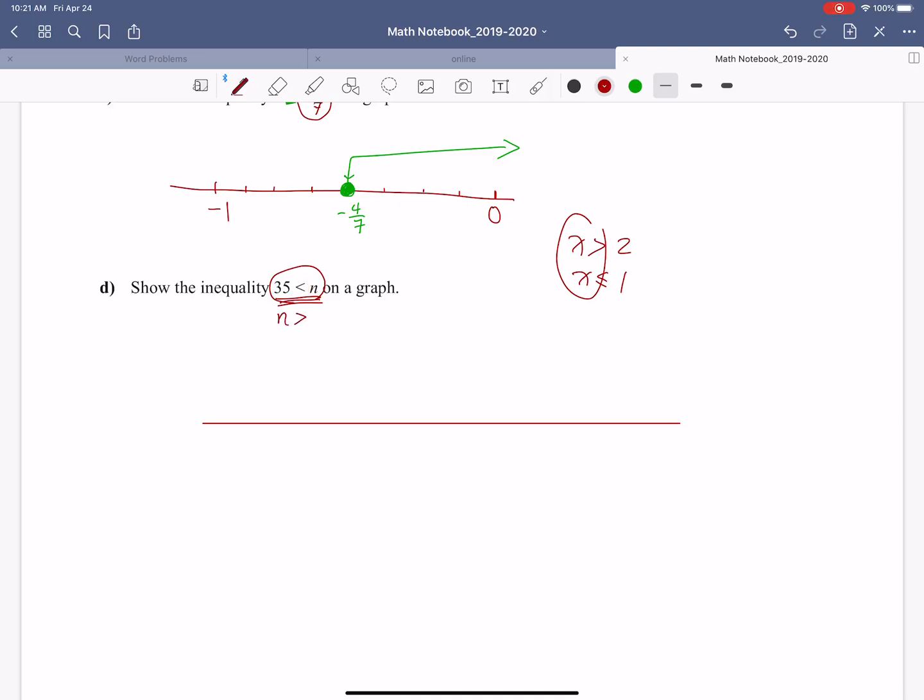So n bigger than 35. See how I swapped it? I swapped everything. So if that's the case, then 35 should be here. If this is 35, here maybe you want to do 30, here maybe you want to do 40. So n bigger than 35 without the equal sign. This is the boundary point, 35. Without the equal sign, it's hollow, bigger than, it should be this way.